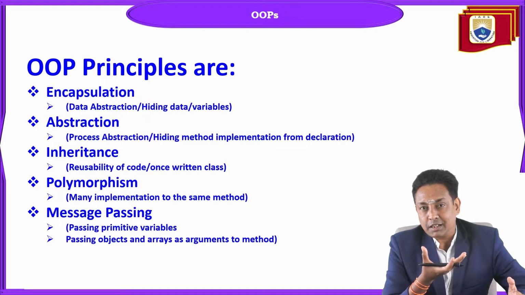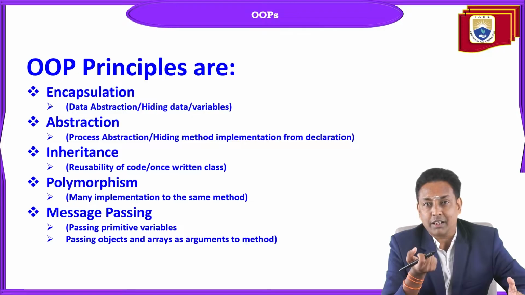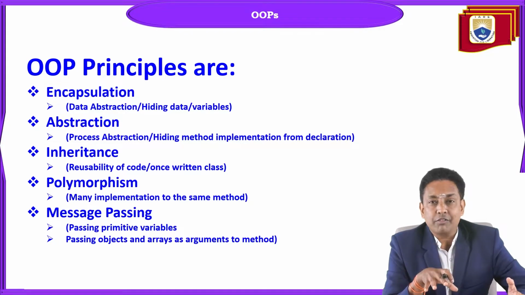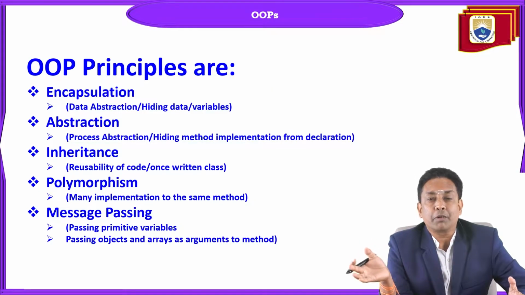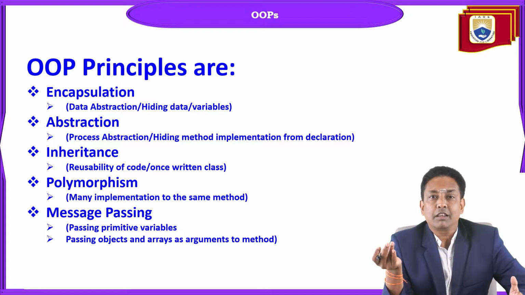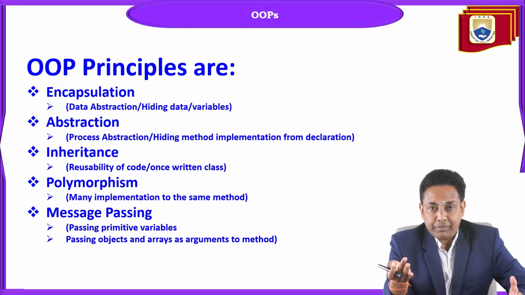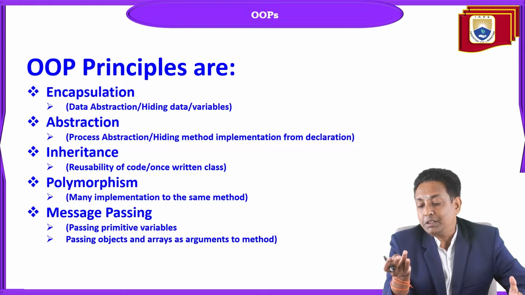Wherever the context comes, we need to understand the context. And if you implement as encapsulation told us to, your data will be protected. One is encapsulation. Second one is abstraction. Third one is inheritance. Fourth one is polymorphism. And fifth one is message passing. Encapsulation, abstraction, inheritance, polymorphism, message passing.